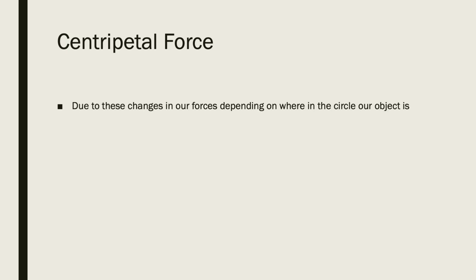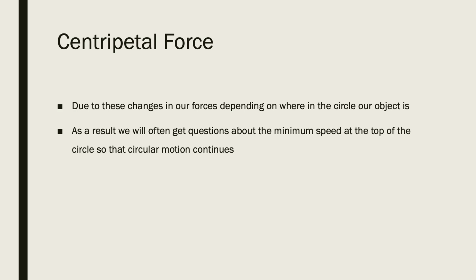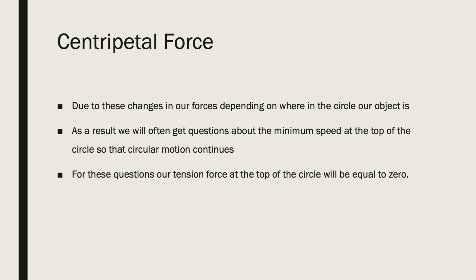So due to these changes in our forces, depending on where in the circle our object is, we will often get questions about the minimum speed at the top of the circle, so if our circular motion continues. For these questions, our tension force at the top of the circle will equal 0. This leaves only our gravitational force to create a centripetal force.